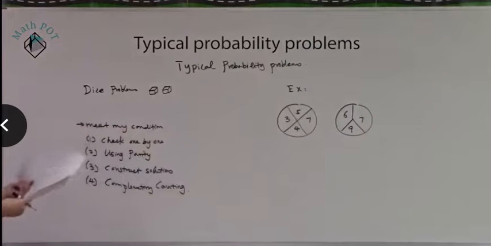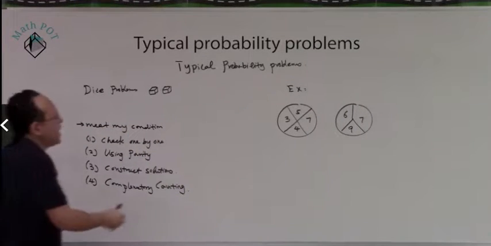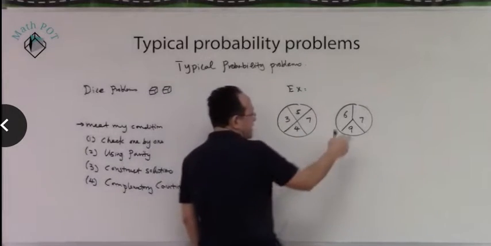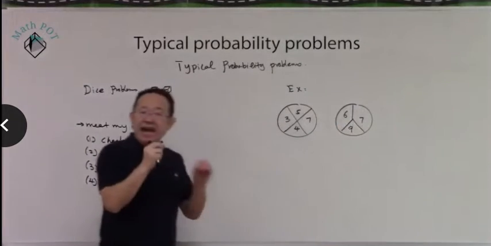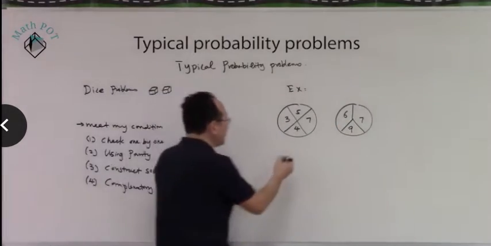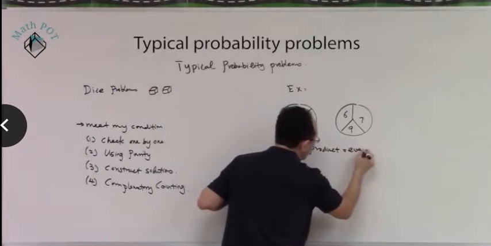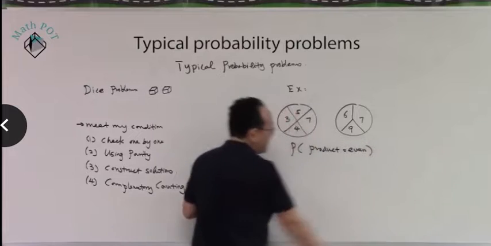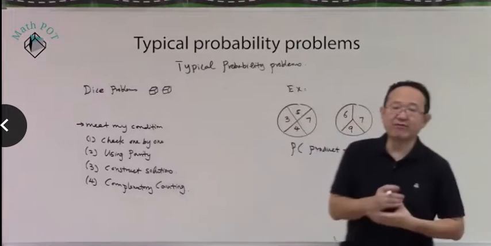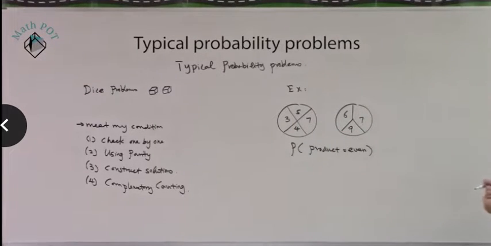Let's see the problem we are trying to figure out. You get a number from the first wheel, and you get a number from the second one, at random. What is the probability that the product is even? That is our problem. Let's see how to solve this one.